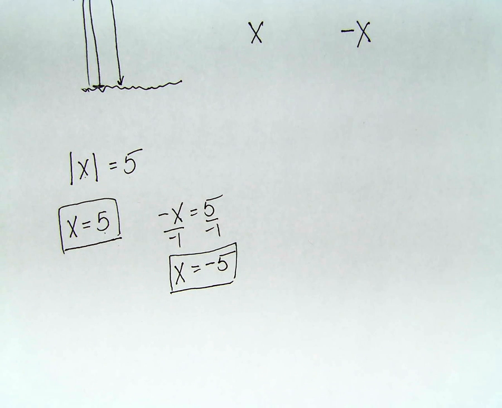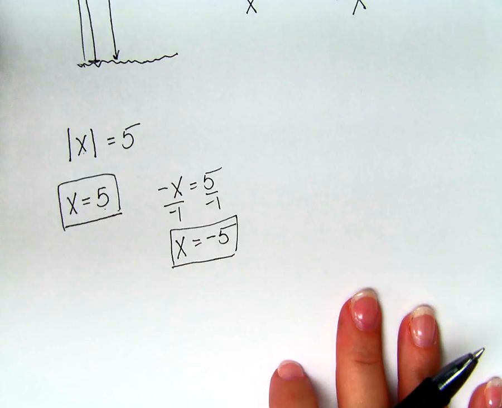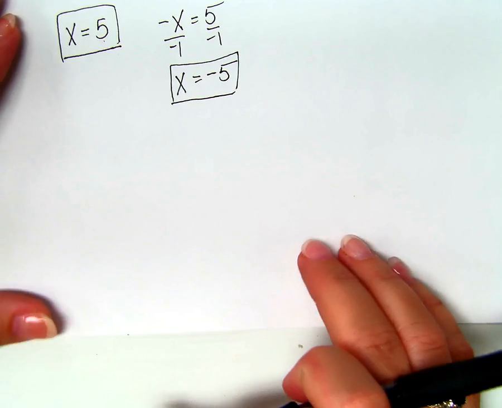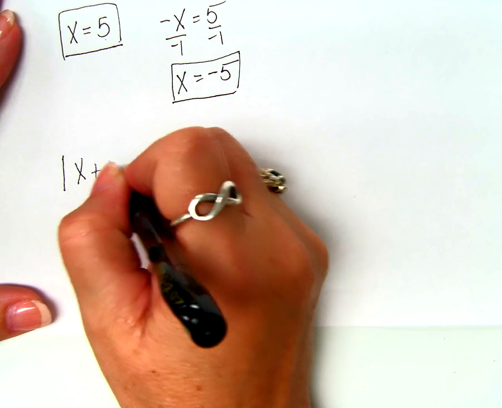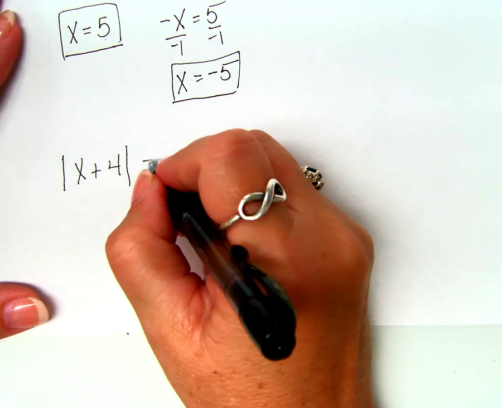So if it's with a negative, like inside the absolute value, it's positive? Well, yes. When we take the absolute value of a negative number, it is a positive 5. Okay? All right, so let's make them a little bit more difficult and see how we do. What about this? The absolute value of x plus 4 equals 6.